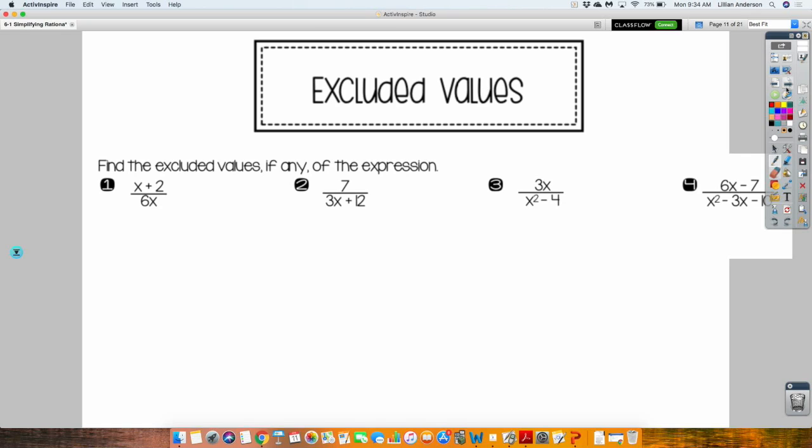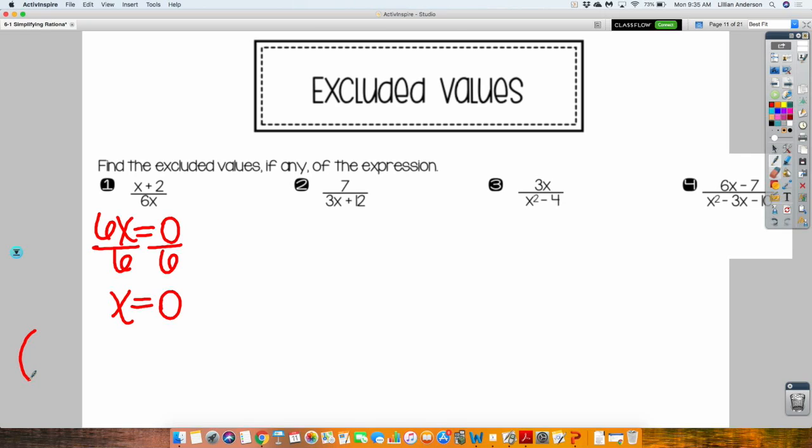Now, we did this in the last unit when we were doing interval notation. And remember, what number cannot be in the denominator? 0. So we set the denominator equal to 0 to figure out what that excluded value is. How do I solve here? Divide by 6, because that's 6 times x, and x equals 0. So 0 is my excluded value. That means that every number except 0 is going to work for this expression.